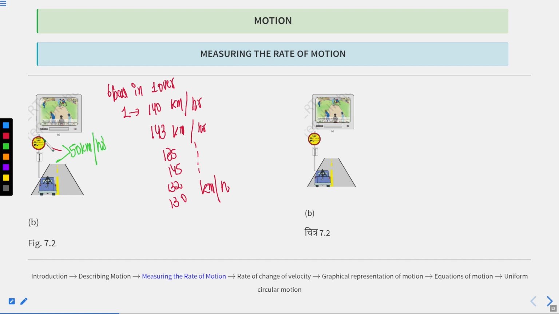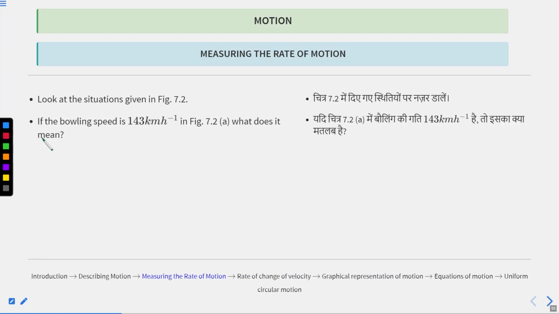Speed limit sign. Okay, now what these two pictures indicate, let's discuss it. What physics? So first of all, first situation. If the bowling speed is 143 kilometer per hour, what does it mean? What do you understand by 143 kilometer per hour?